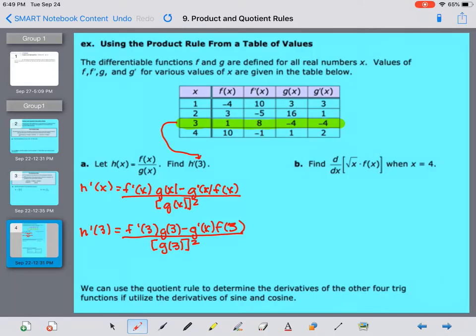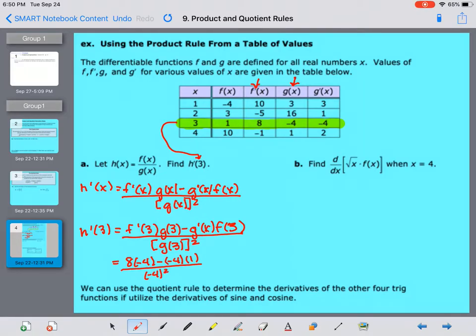Okay, so now we're just going back to that table and plugging in. When x is 3, our f prime function, if we look at that column right there, is in fact 8. When x is 3, our g function, so now I'm looking in this column, is -4. Minus g prime gives us a -4. Again, I'm looking in that g prime column. And then f of 3 gives us 1. And then all of that divided by that -4 squared for g of 3.